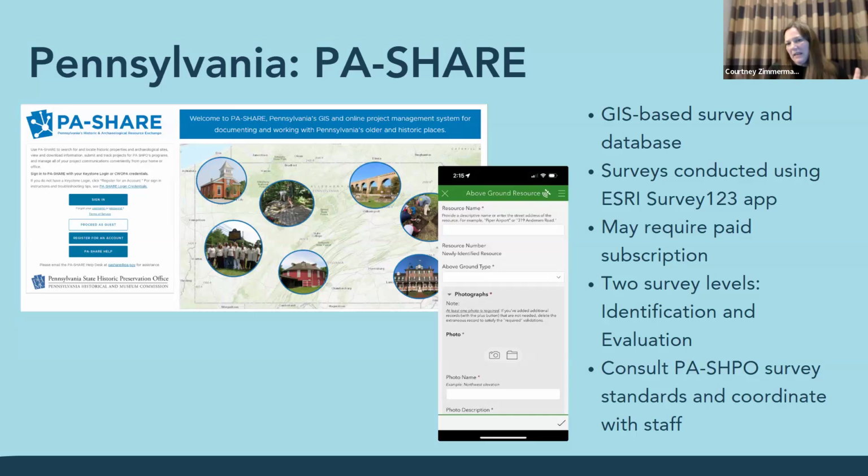As with most, every state has two survey levels. There's a basic sort of reconnaissance level where you're just looking around to see what's there and documenting it. And then the next step would be evaluating it for eligibility. And then again, you're going to want to connect with the SHPO staff if you're trying to do a project as early as you can, and just talk with them about the scope and what the requirements are, so you can be sure that you're going about it the right way for your goals. Next.